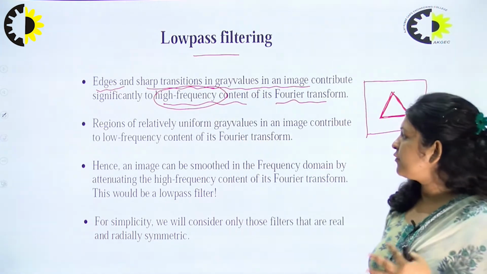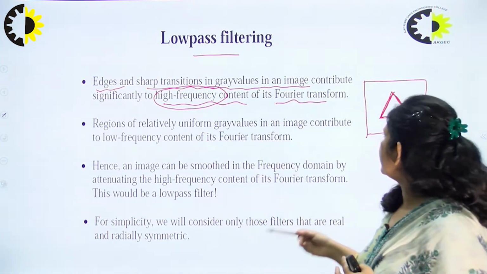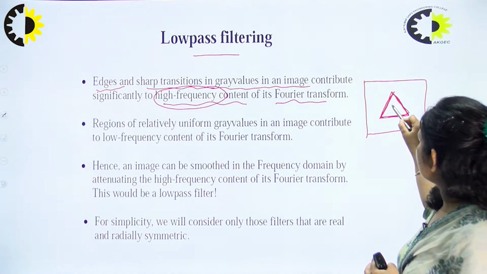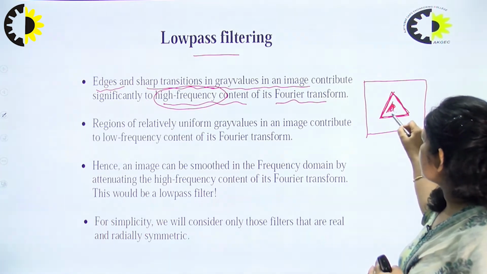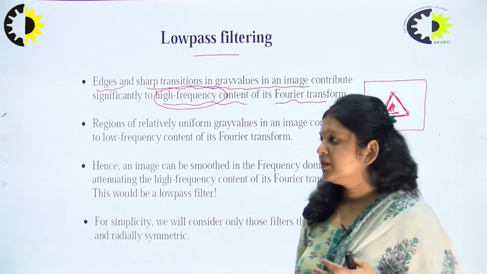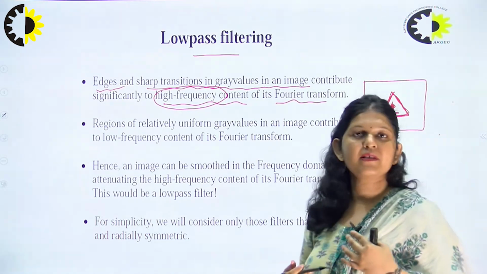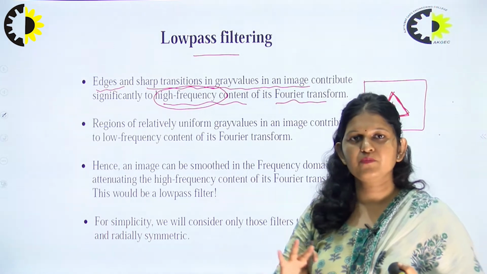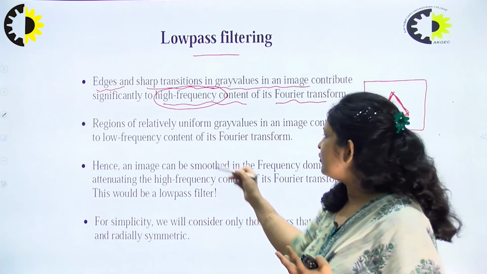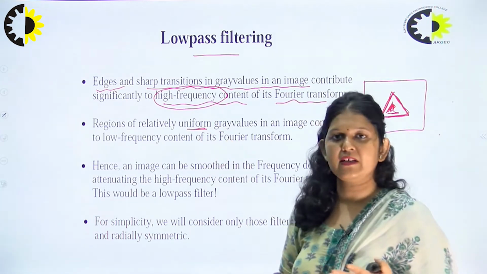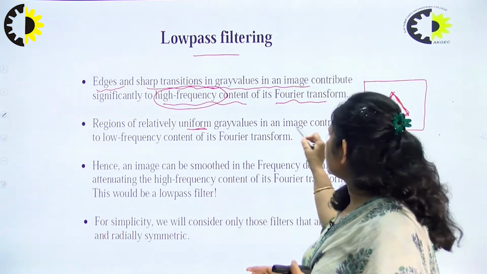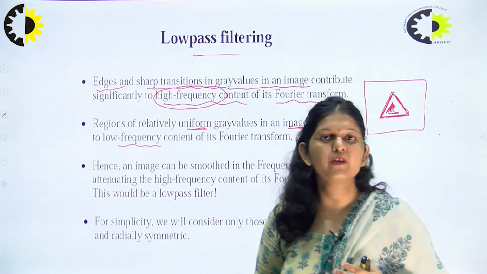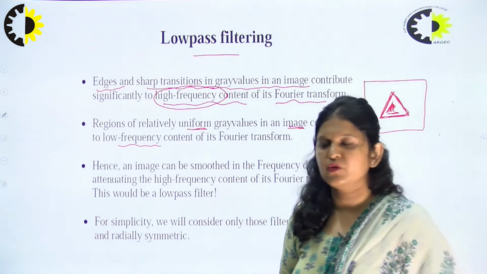Now, regions of relatively uniform gray values. Say we have this particular area, the inside, the surface of the object. If we represent an object with a brown color, then the entire object is almost relatively uniform, it has uniform gray values. So this would be represented in an image using the low frequency components in the frequency domain.